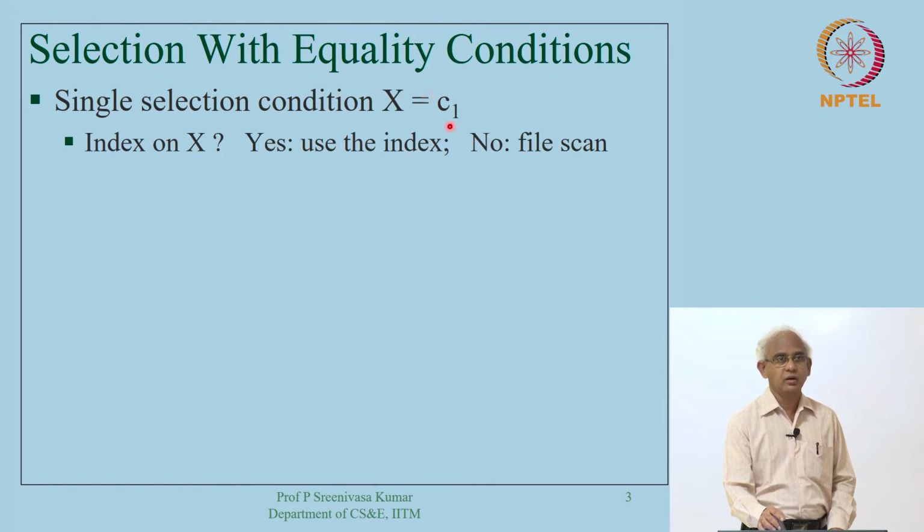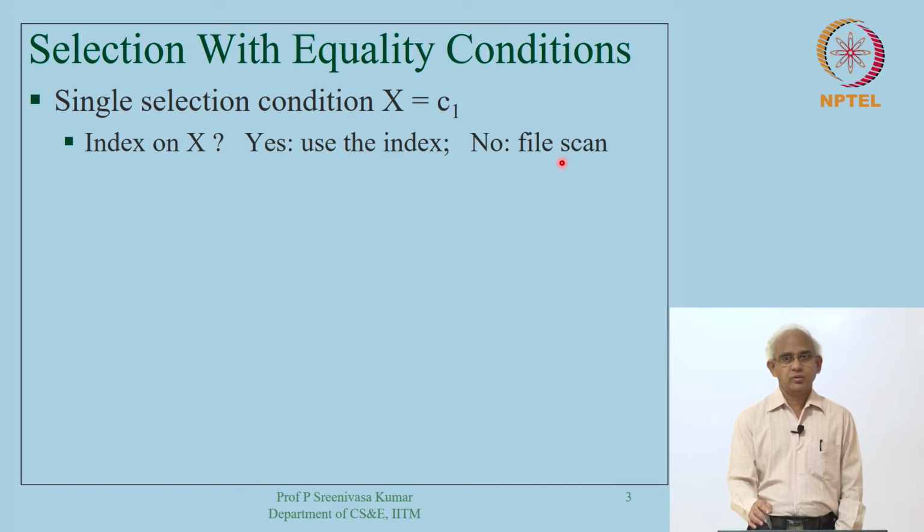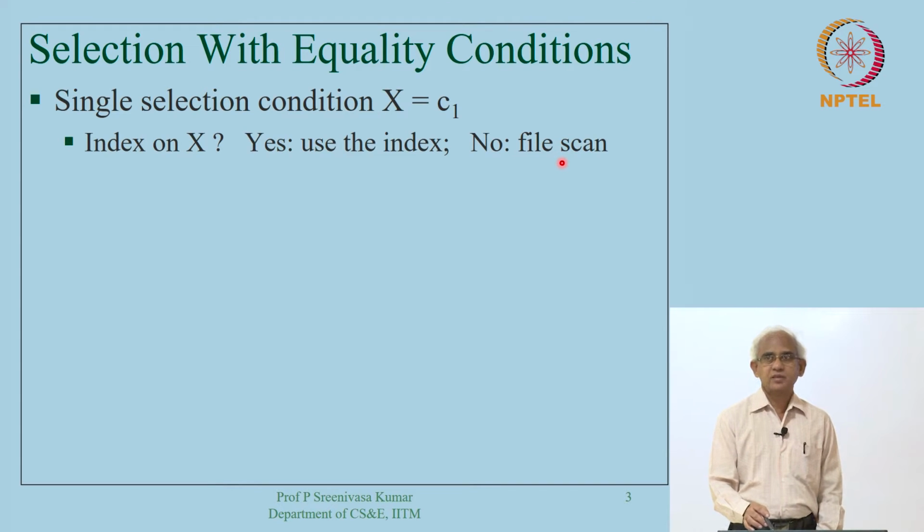If there is an index on the attribute x, then given the value of the attribute, you will be able to quickly retrieve the records that have this specific value using the index. The index will give you record pointers, or block pointers, and then you can go pick up those records. If there is no index, then we have very little we can do. Basically, we will have to do a file scan to figure out all those records in which this condition x equals c1 holds.